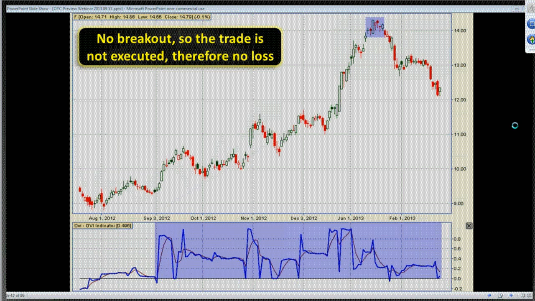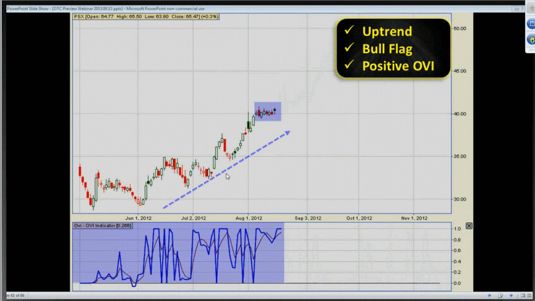Now, I want you to look at the Ford chart from earlier this year. This is an absolutely perfect illustration of what I'm talking about. So what I want you to do is look at that, and if you think that there is an OVI and bull flag combination, I want you to put up your hand right now.